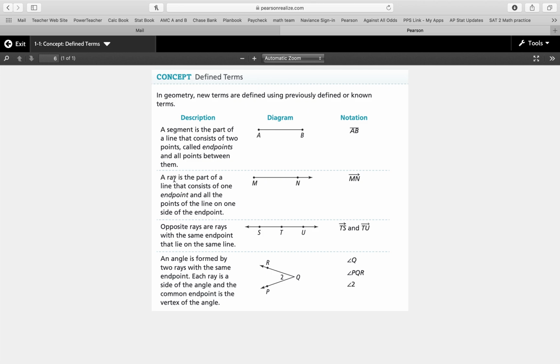A ray looks like a line, except it goes off only in one direction and has an endpoint. So the endpoint here is M, and it goes off in the direction of N, and that's why the notation is MN with a ray above MN pointing in the direction of N, because it's telling me that this ray is going off in direction N.